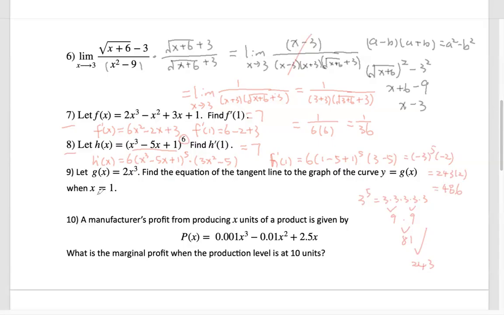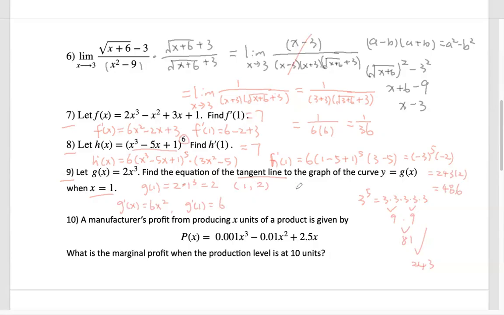Okay, 9. So given g, we want to find the equation of the tangent line to the graph when x equals 1. Okay, so when x equals 1, g of 1 equals 2, right? 2 times 1 raised to the 3rd, well, still 2. So the point given is 1 comma 2. We have this point. Now we need to find the slope. So we need to take a derivative. g prime is 6x squared. Then at x value equals 1, so g prime of 1 equals 6.